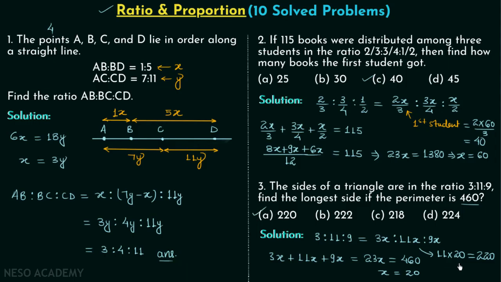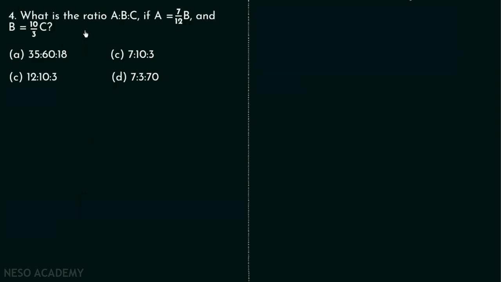Let's now move on to our problem number 4. In this problem, we need to find the ratio A:B:C when A is equal to 7/12 B and B is equal to 10/3 C. There are 4 options and we need to choose one correct option. As per the problem, A is equal to 7/12 B. This we can write as A over B equal to 7/12, or we can write A:B is equal to 7:12. Similarly, B is equal to 10/3 C, which we can write as B:C is equal to 10:3. So this is what is given in the problem, and we are required to find A:B:C.